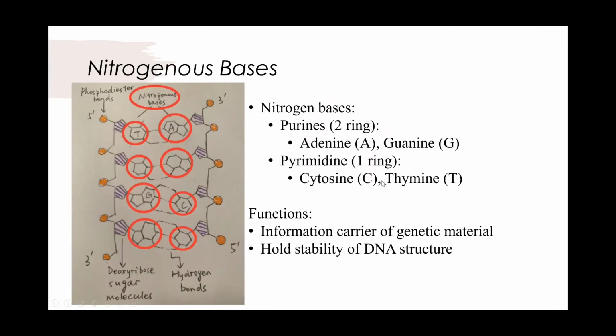There are 4 kinds of nitrogenous bases in DNA: adenine, guanine, cytosine, and thymine. Base pairing is very specific. A always pairs with T and C always pairs with G. They are important to hold the stability of the DNA structure because bases are hydrophobic, so they hold together and wrap themselves up in a coil to avoid water.